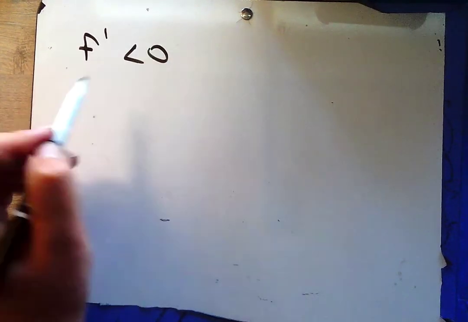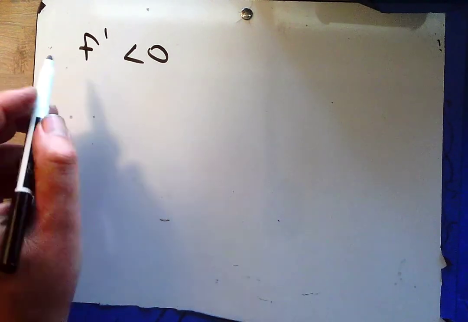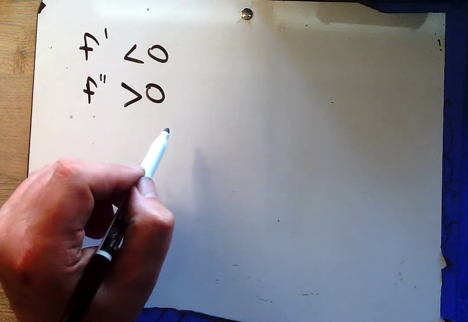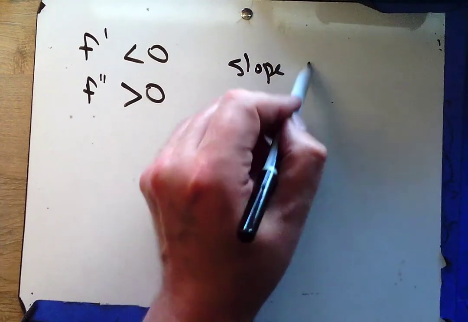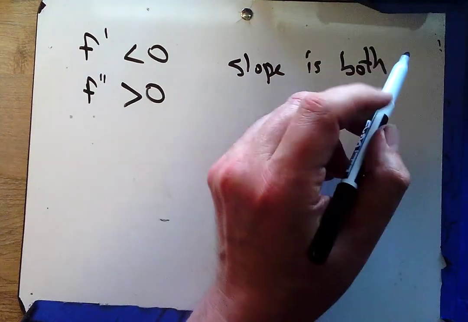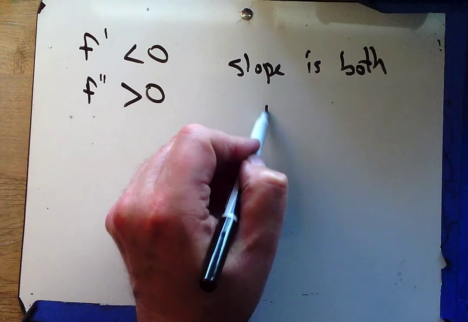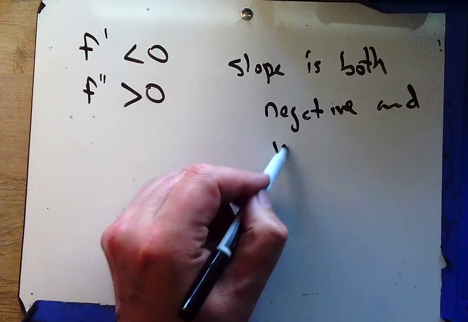18. 18 says, sketch a smooth curve whose slope is both negative and increasing. Slope negative means f prime is less than 0. Slope increasing means f double prime greater than 0. Okay, again, the slope is both negative and increasing.